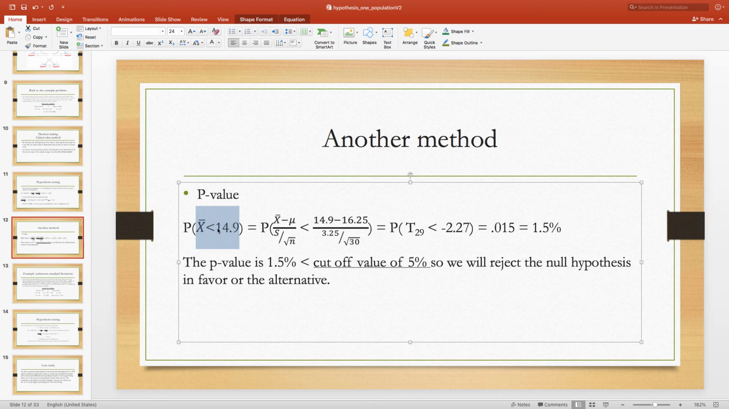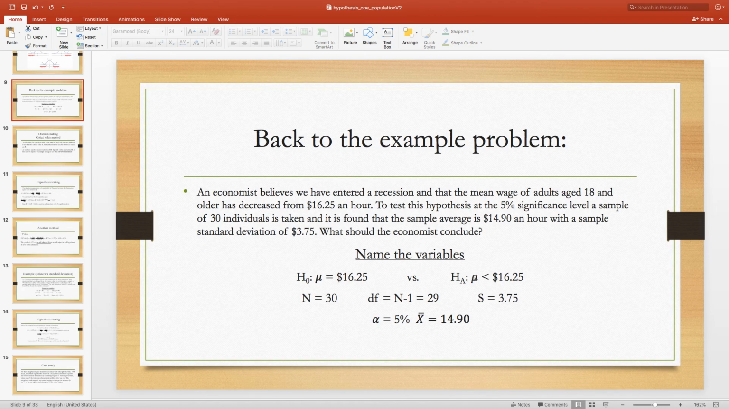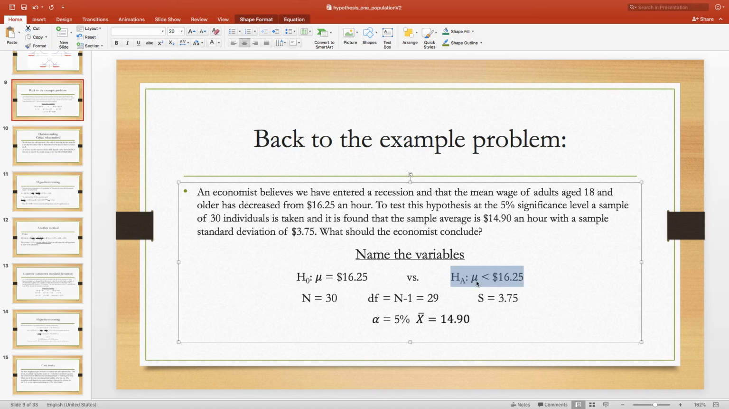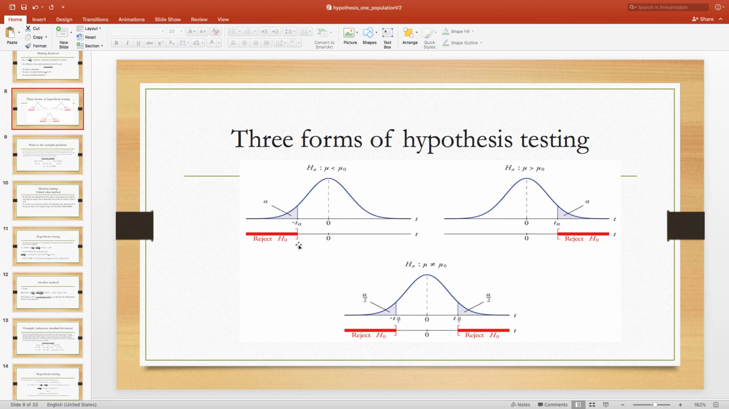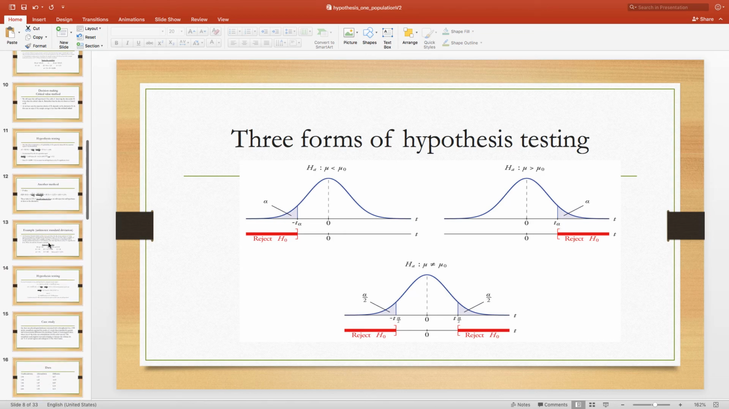Okay, and why is it less than here? Well, this less than comes from the alternative hypothesis. So HA is that the mean is less than 1625. Remember, our sample average is what indicates between the null hypothesis and the alternative hypothesis. So if the sample mean is less than, that's evidence in favor of the alternative. Okay, remember our form of our hypothesis testing. So the mean is less than. So that's why we have a less than. It comes from the alternative hypothesis.